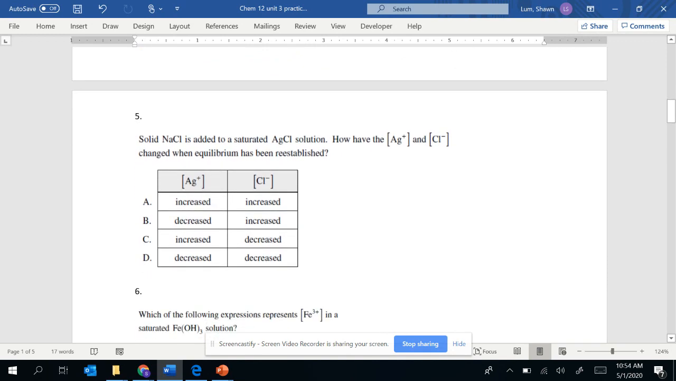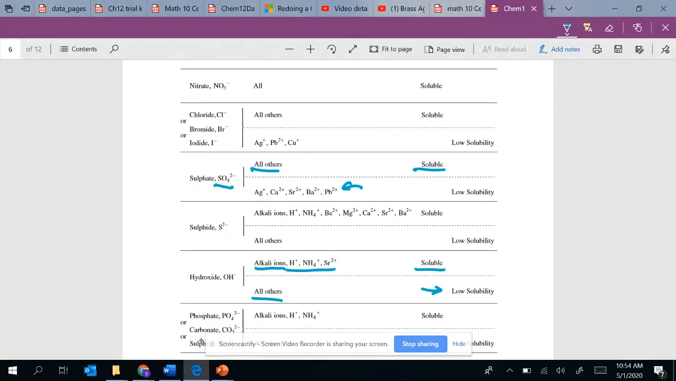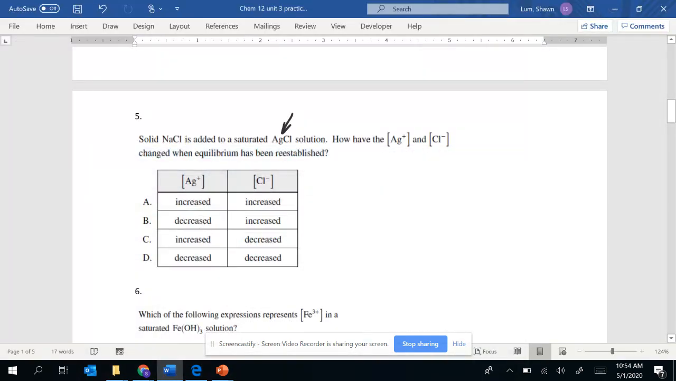Okay, next question. Solid NaCl is added to an AgCl solution. So first, AgCl is not very soluble, and we can tell that through our table right here. AgCl, not very soluble, so it's going to form a precipitate. So just to show you, it's going to be AgCl, Ag plus Cl minus, like that.